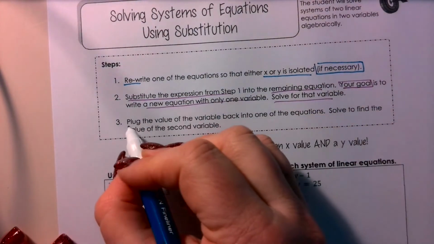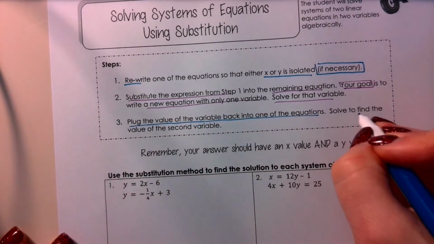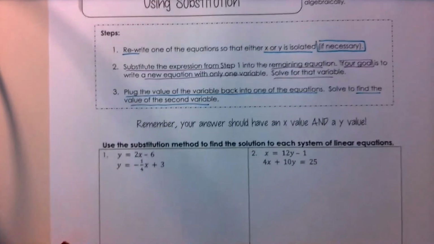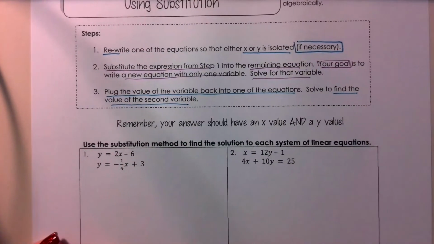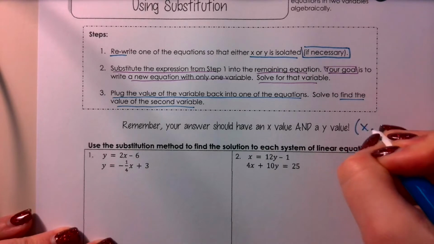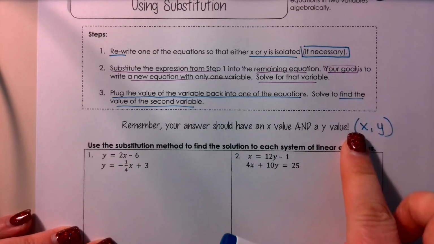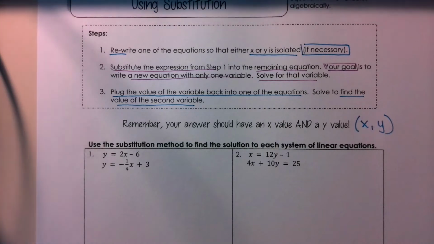Finally, you plug the value you just found back into one of the equations, and you find the value of the second variable. Well, that is a lot of words, so we need to see what that looks like. But before we do that, you should remember that your answer should have an x and y value, because the solution to a system of equations is a point, an x and a y. Just the x or just the y is not enough. So we're going to do these 4 examples in this video.